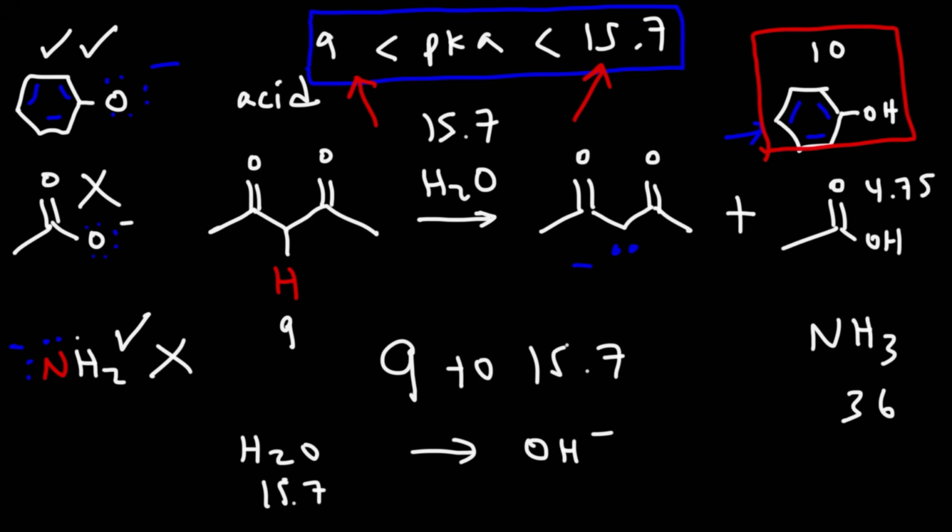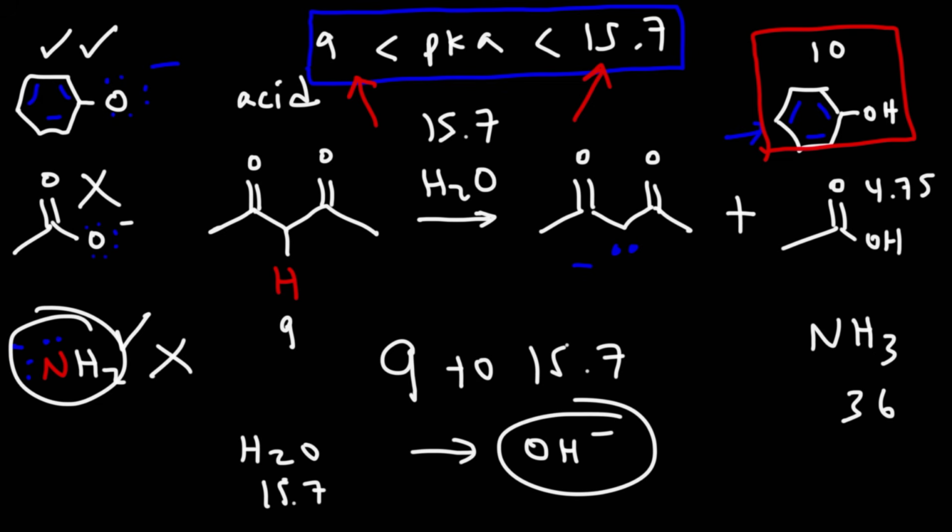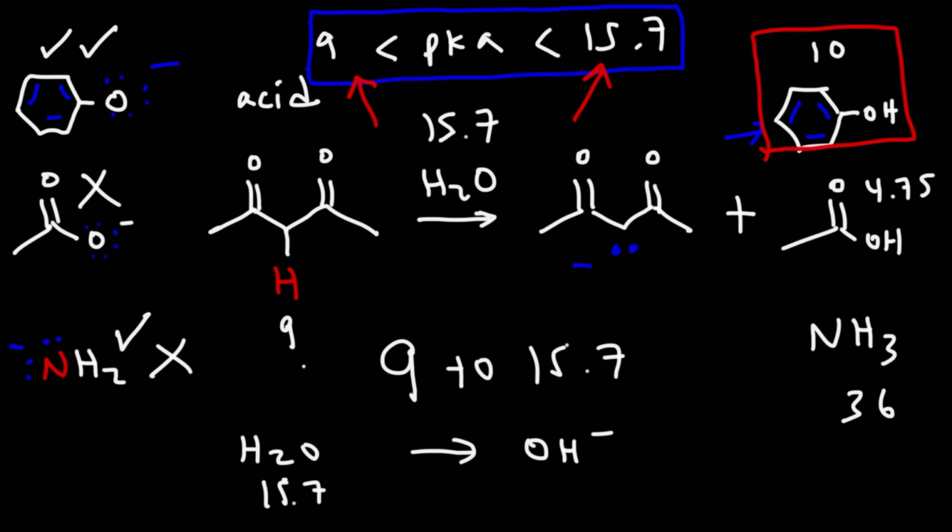So amide, we can't use that because amide is a stronger base than hydroxide. So that's not going to work. But this is an easier way to identify the appropriate base. It's by knowing the pKa range of the conjugate acid of that base that you can use.